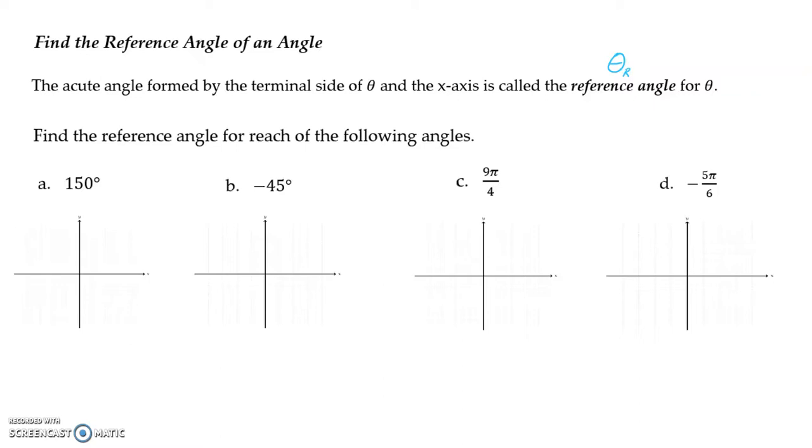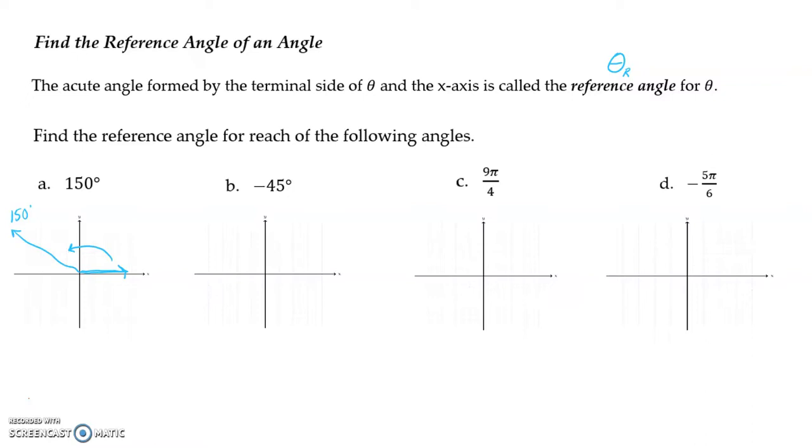So in part A, we're going to be graphing a 150 degree angle. Keep in mind this is positive, so it's opening upward. So if we sketch our angle in standard position, our angle is going to start along our positive x-axis, and it's going to open upward a total of 150 degrees. So there's my 150 degree angle. And now let's go ahead and mark our reference angle on the screen.